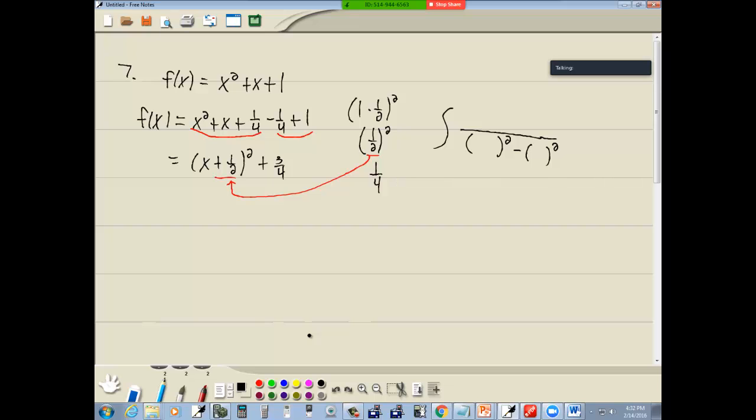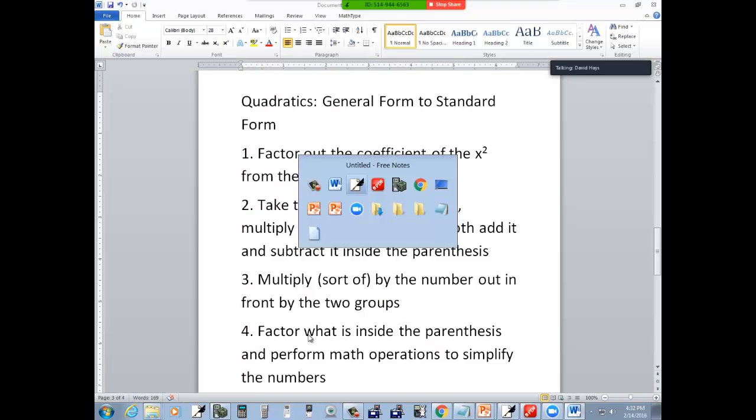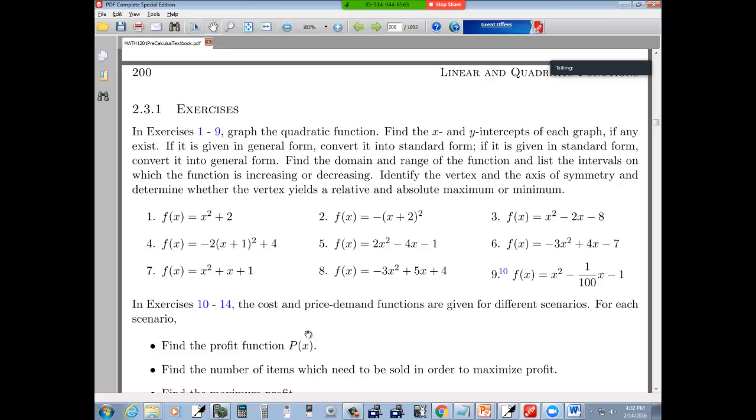Do you want to see number 8 too and 9? Yeah, I'm going to try to work those out, I guess, later. I don't know. Okay. You were asking about page 238.